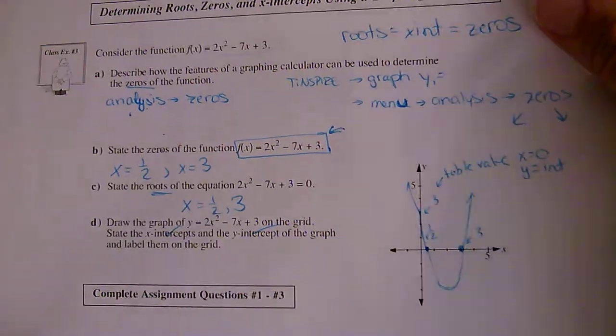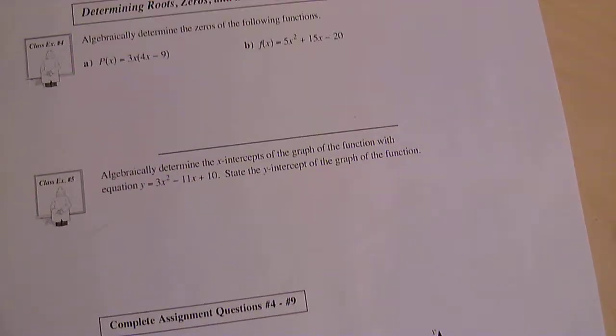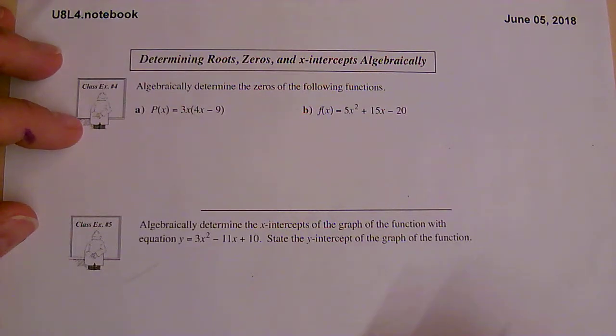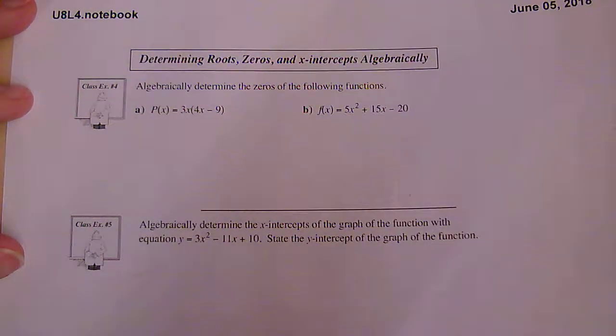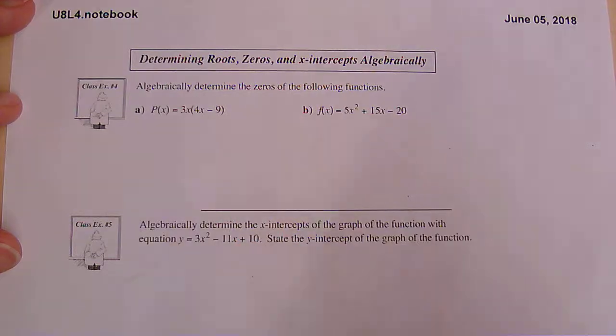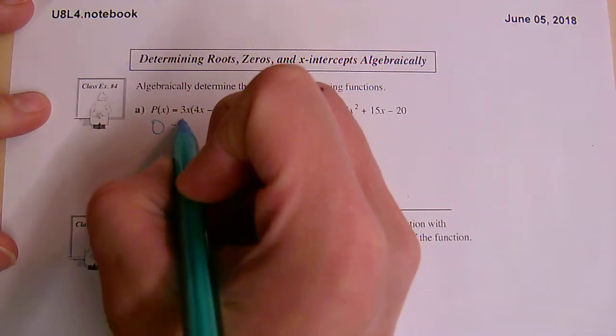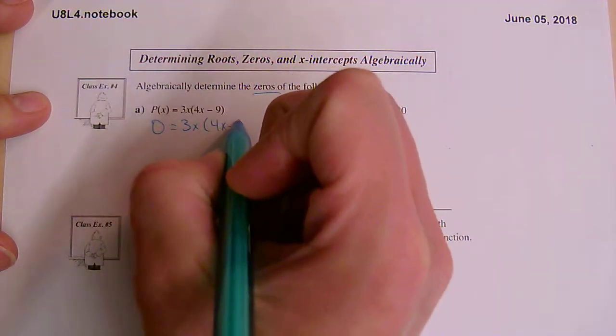Okay, one more page, two more examples. Determining roots, zeros and x-intercepts algebraically. Algebraically determine the zeros of the following functions. This is the work that we did with factoring. The zeros mean 0 is equal to 3x(4x - 9).